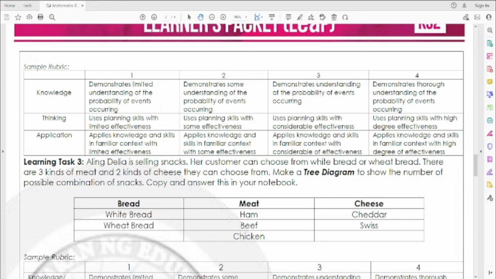So let us tackle this learning task number 3. I read this to you. Aling Delia is selling snacks. Our customer can choose from white bread or wheat bread. There are 3 kinds of meat and 2 kinds of cheese they can choose from. Make a tree diagram like what we had before at the top of our discussion to show the number of possible combinations of snacks. So copy and answer this in your notes.